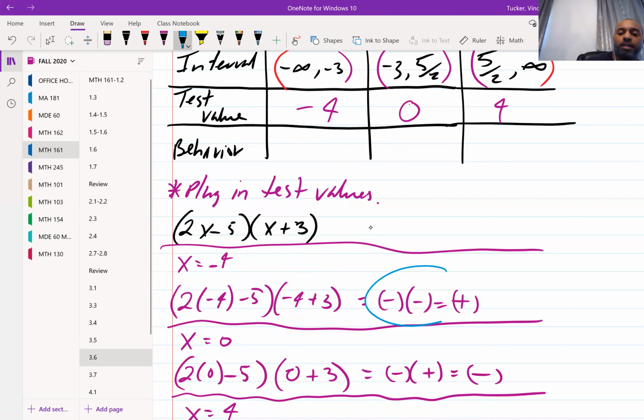And I just kept it as the signs because depending on what number you chose would determine what number you get, but it's not about the number, it's about the sign. Are you getting a positive number or a negative number? That's what really matters. So that's what I emphasize here. So plugging in -4, I end up getting negative times negative, which ends up giving me positive.